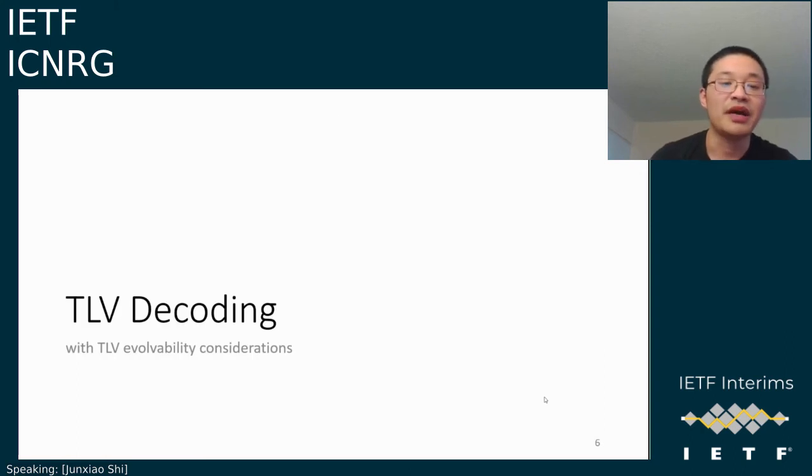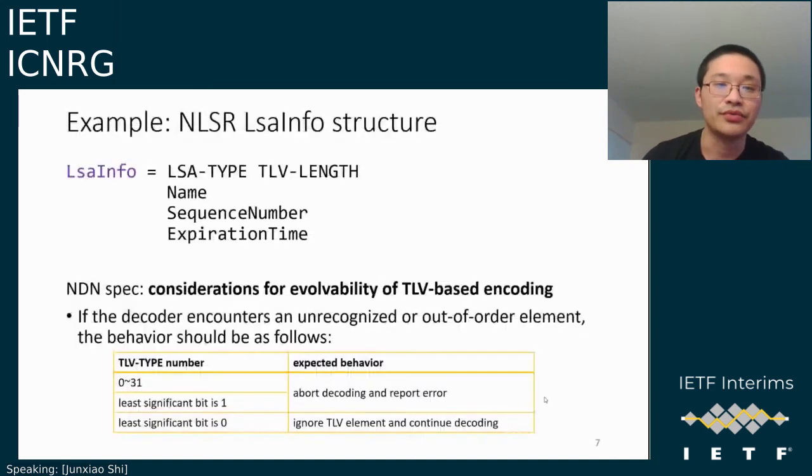But back to the APIs, the first one I mentioned is TLV decoding, but with TLV evolvability considerations. I will do an example. The example is the NDN link state routing daemon, NLSR's LSA info structure. The structure looks like this. It has a TLV type number, a TLV length. It contains a name, a sequence number, and an expiration time field. Those three are sub-TLV elements.